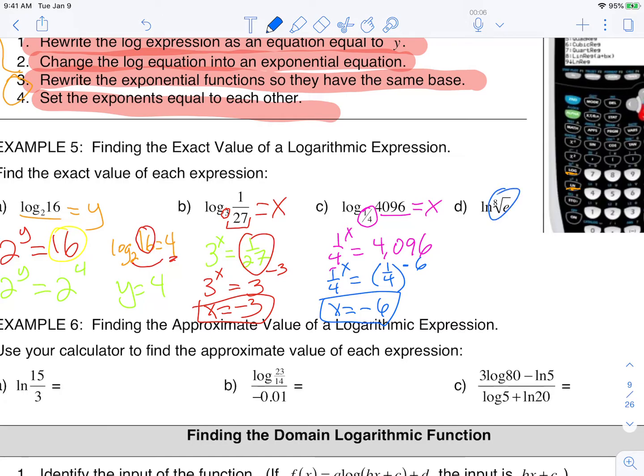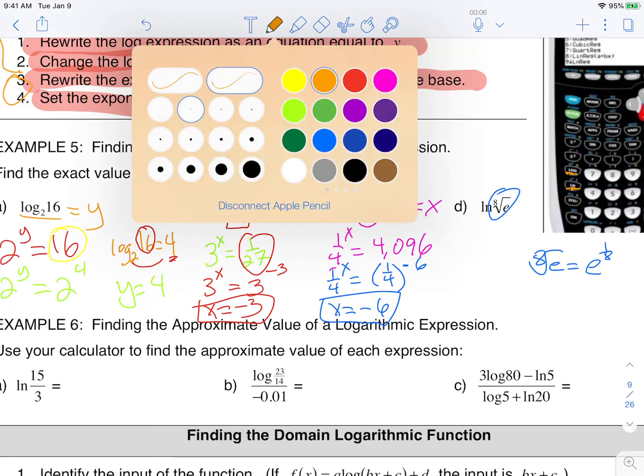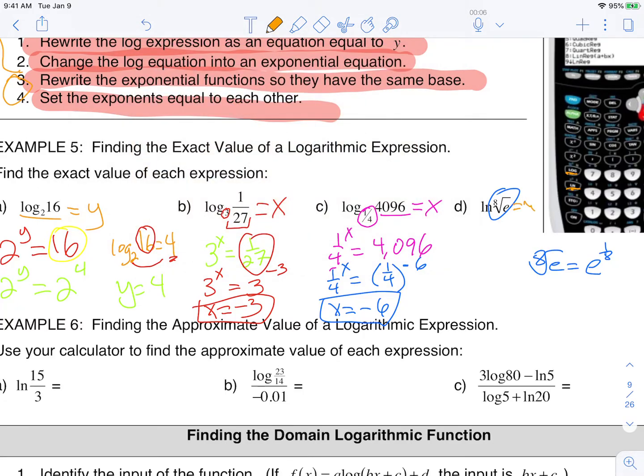With this one here, if you remember, there's also a relationship with exponents and radicals, and the 8th root of e is the same thing as saying e to the 1/8 power. So what we're looking at here is, what do I raise e to get e to the 1/8 power? And I think we know that answer. But if we're going to solve it this way, if you don't want to think about it kind of logically, e to the x is equal to the 8th root of e, and e to the x is equal to e to the 1/8 power, which means that x is equal to 1/8.